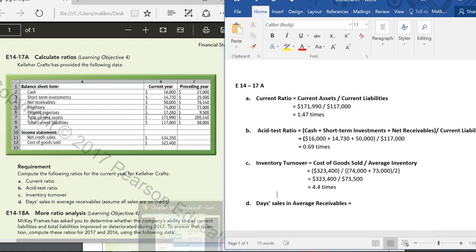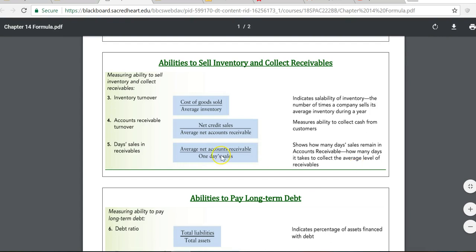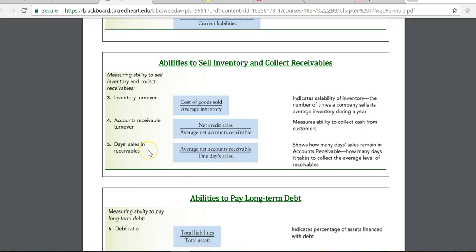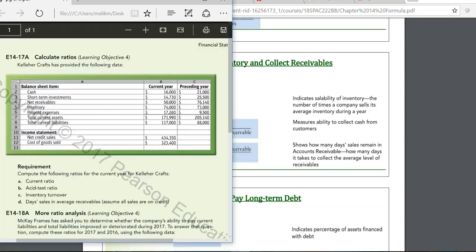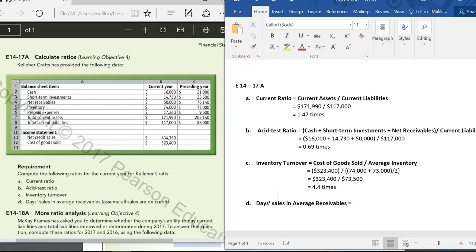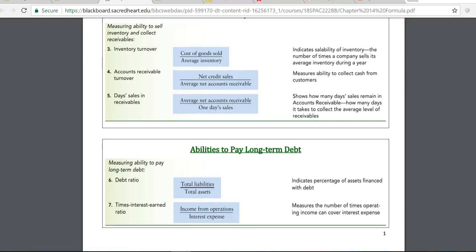For your top part, you need to take your average account receivables, and then you need to divide it by 1 day sales. So the top part is average net account receivables divided by the bottom part, which is 1 day sales. Now you may not know 1 day sales, but the total sales will be given and you can divide it by 365. This is how you can get your 1 day sales. So let's write down the formula, figure out the numbers, and then plug in the numbers here.